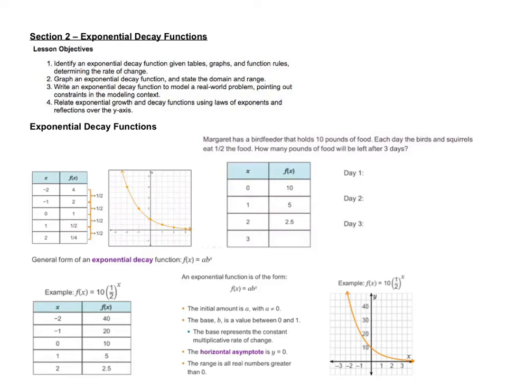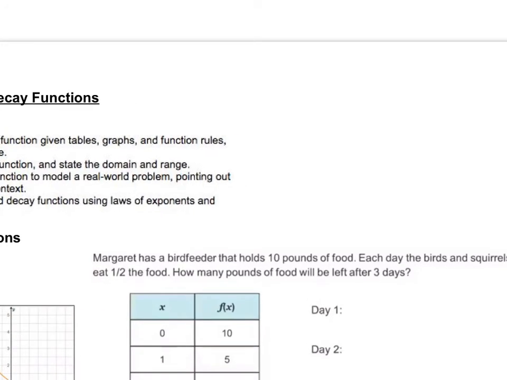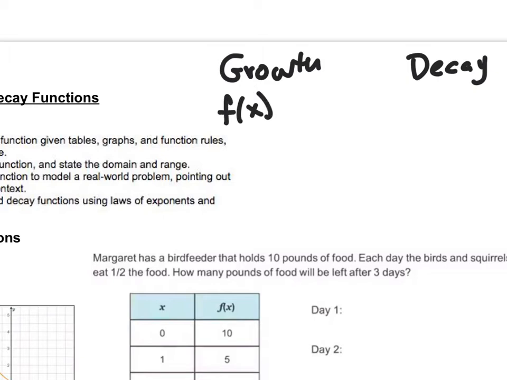This next section is about exponential decay functions. In section 1, we talked about exponential growth functions. Let's quickly talk about some basics here. What I want to do is talk about either you have growth, or you have decay. When you have growth, your function is f of x equals a times b to the x. When you have a growth function, that means your value b is greater than 1. And that's the base of your exponential function.